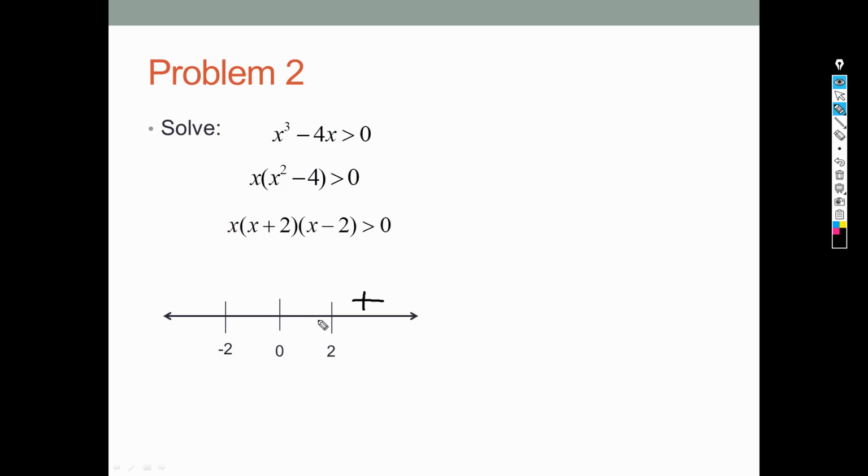So between 0 and 2, I'm going to pick a 1. So put a 1 there, a 1 there. Both of those are positive. 1 minus 2 is a negative. So when you have a negative multiplying 2 positives, this will be negative. Okay. Now, between negative 2 and 0, I'm going to pick a negative 1. So put a negative 1 there. That's negative. Negative 1 and 2, that's a positive. And a negative here, that's going to be a negative. Okay. So of the 3 factors, 2 of them are negative, so that's going to give me a positive here.